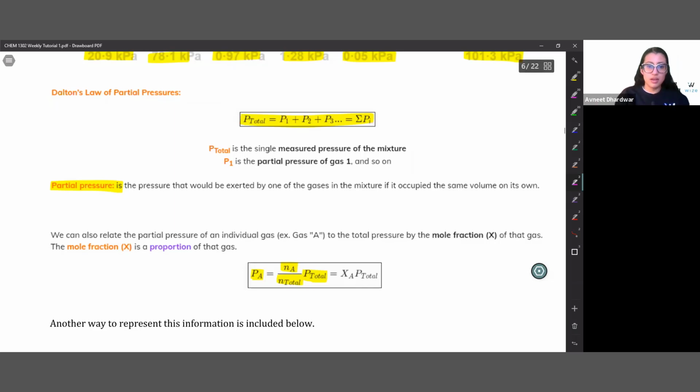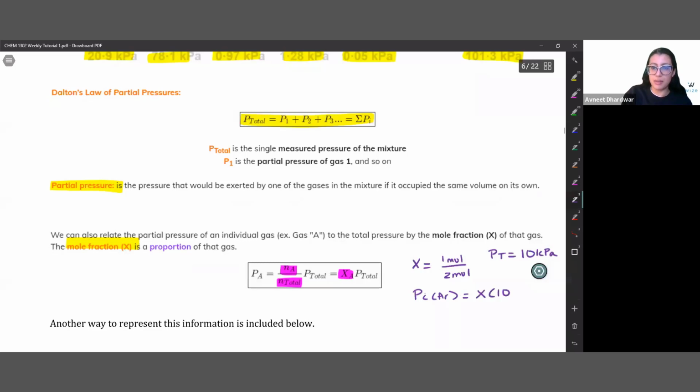Another way to write that mole fraction, this n_A, the moles of my gas A over the total moles, is X. So X just represents mole fraction. Just to help us think about this, let's say argon gas makes up 1 mole, and in total there are 2 moles in your whole mixture. So your mole fraction in that case is 1 mole over 2 moles. And let's say the total pressure is 10 kilopascals. So then the partial pressure for argon in our example, you'll take the X and multiply that by 10. In this case, it's 1/2 times 10 kilopascals. And so argon in our container, in this random example, its partial pressure is 5 kilopascals.